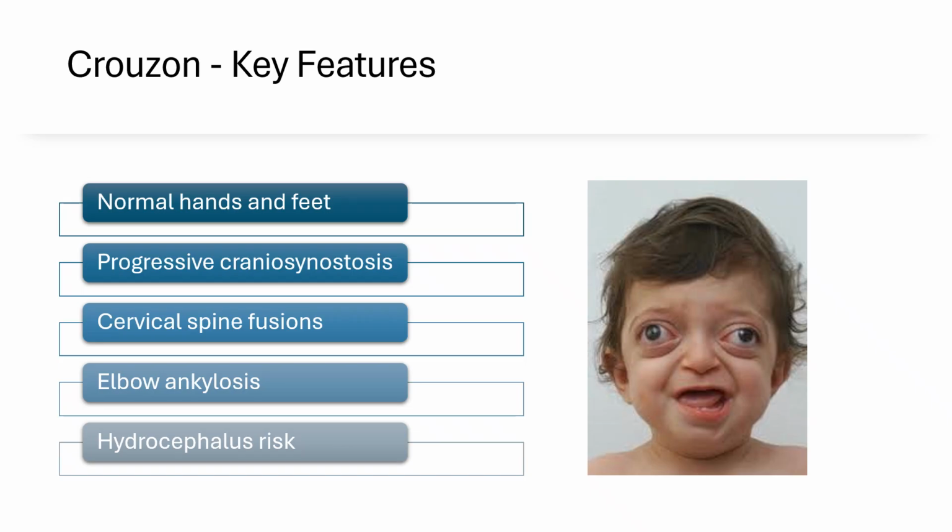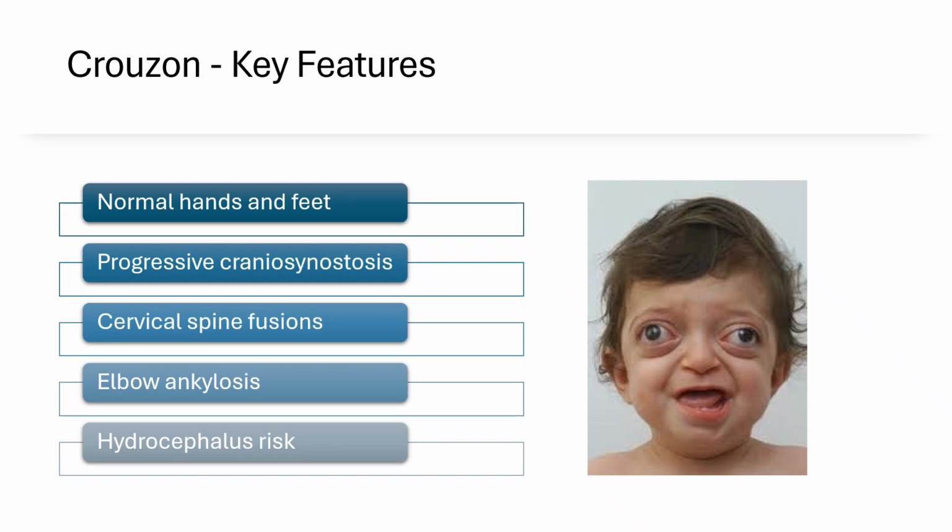Think of the spine and skull as closely related structures that develop from similar embryonic tissues. When the genetic abnormality affects skull development, it often influences spinal development as well, creating the neck fusions we see in some patients. Here's where it gets interesting. Elbow ankylosis can occur in Crouzon syndrome despite the normal hand development. This teaches us that the genetic defect can affect some joints while sparing others, creating a complex pattern that requires individual assessment for each patient.